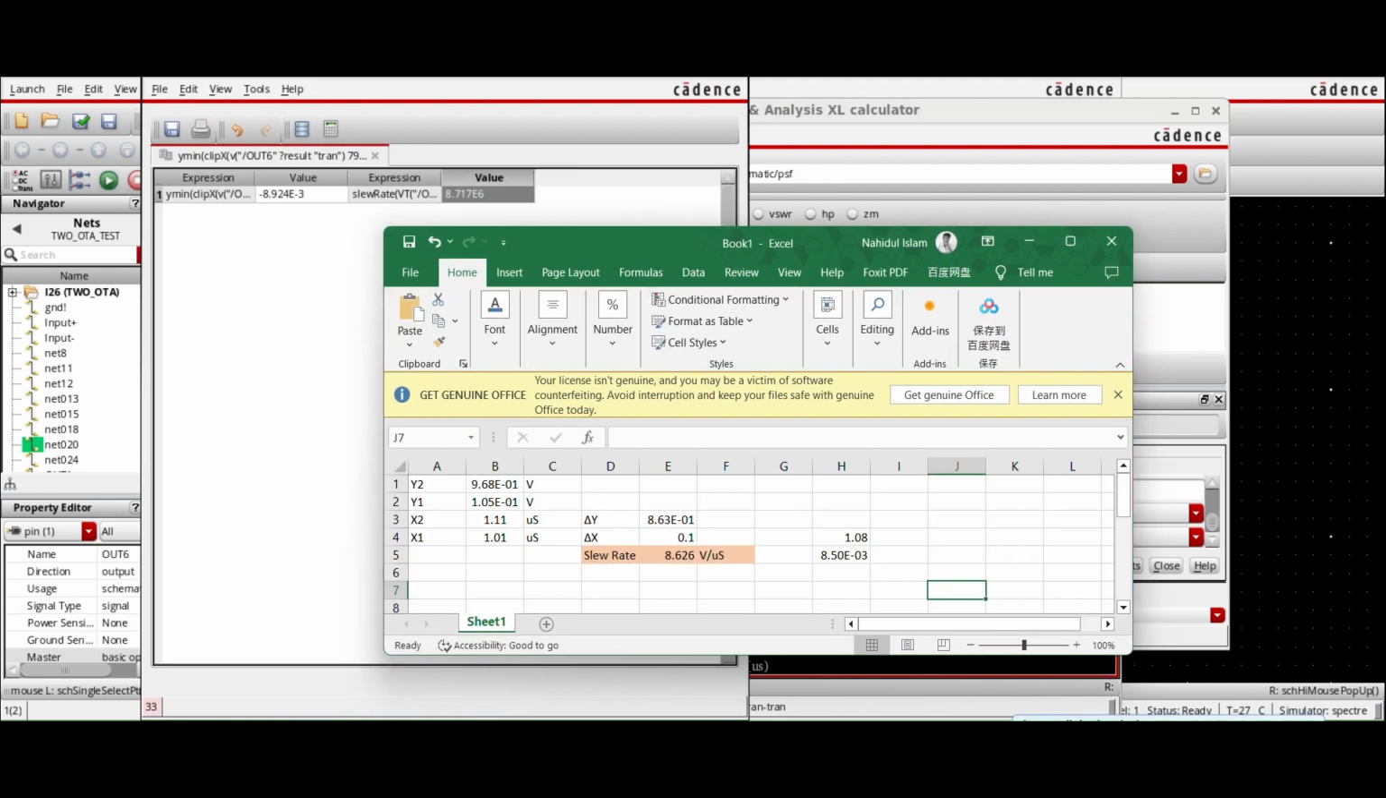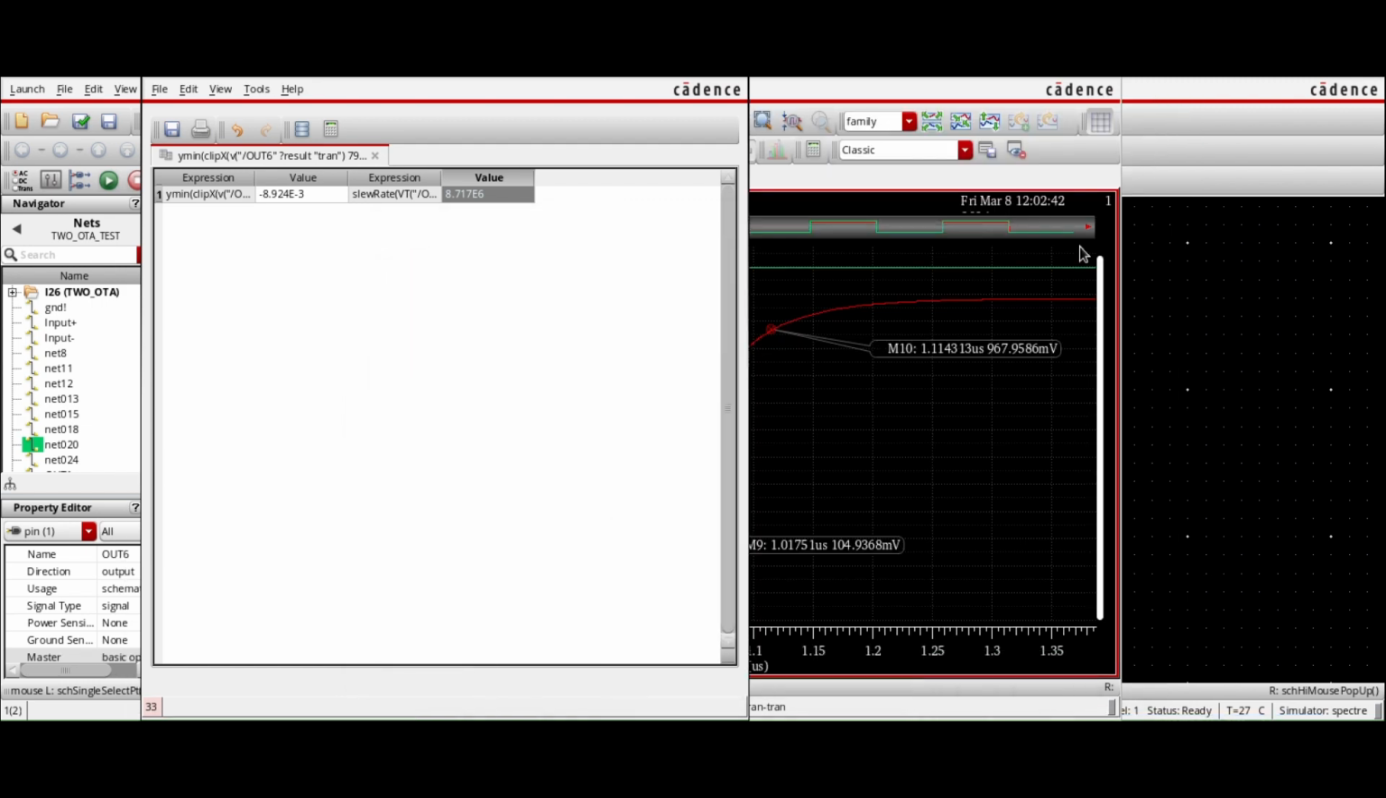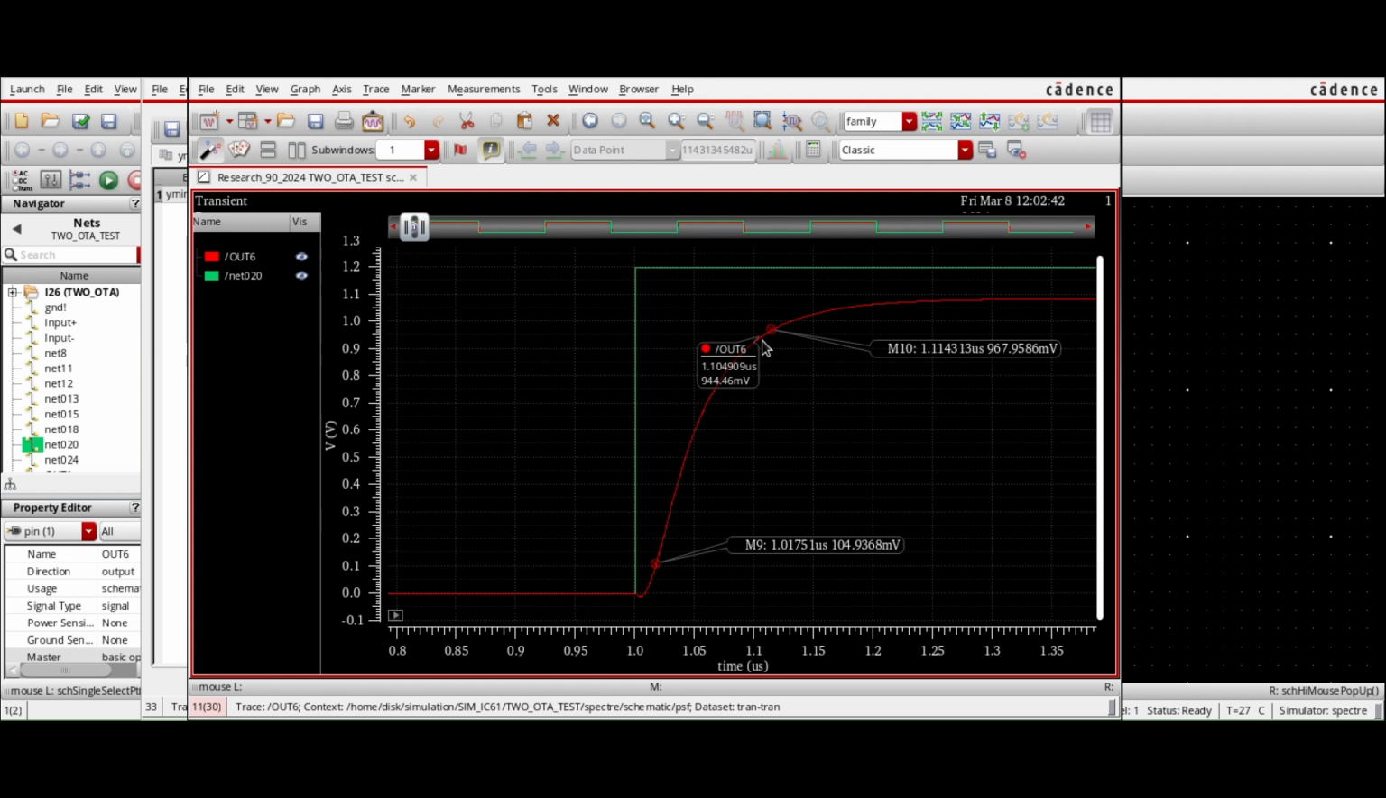Yeah, 8.71. Our hand calculation is 8.6, and the calculator gives 8.71. It's close. There will be some difference because in our hand calculation it is 8.6 volt per microsecond, and in the calculator it is 8.7. Approximately it's the same. This change happens because we set the maximum value as 1.8, but in the linear region we calculated it as 944 millivolt. So that's why there is a slight change.